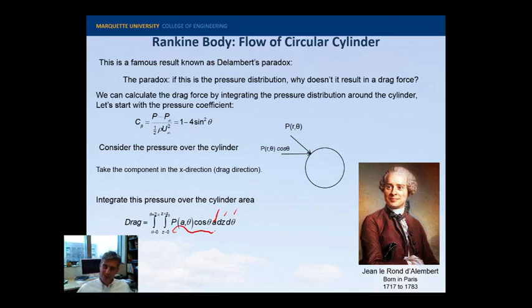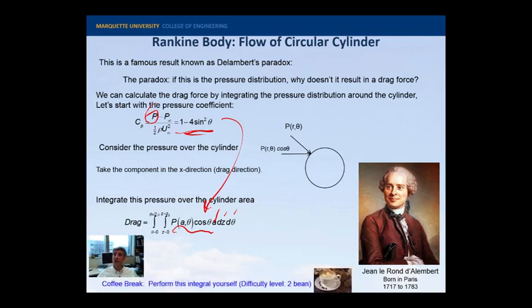Now, this is not so hard to do. I mean, here's your expression for pressure right here. Here's the function. You just take this and shove it in there, and you integrate. It's pretty easy to do. So this being such a famous result, I think that we'll take a little coffee break here and let you try this yourself. Coffee. I'd give this a 2 bean difficulty. It's not too bad, really.